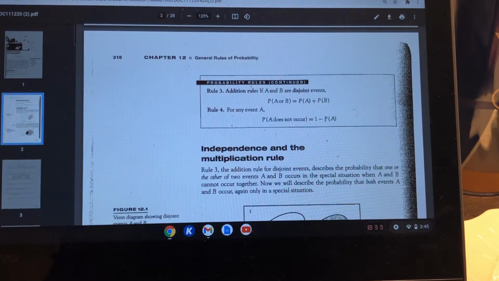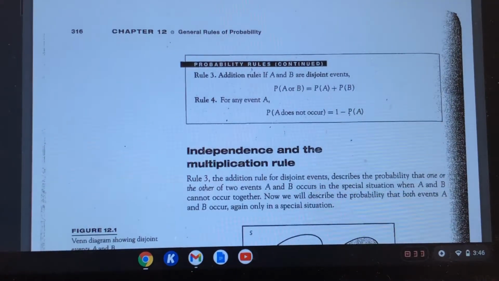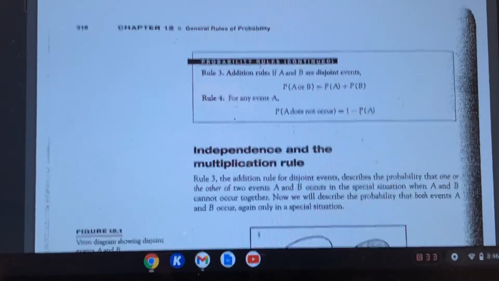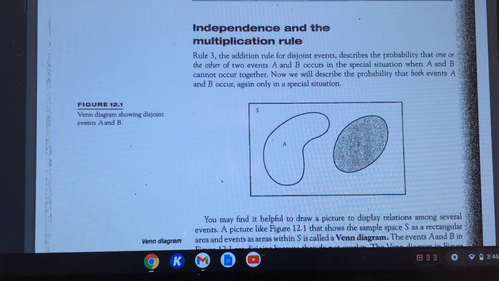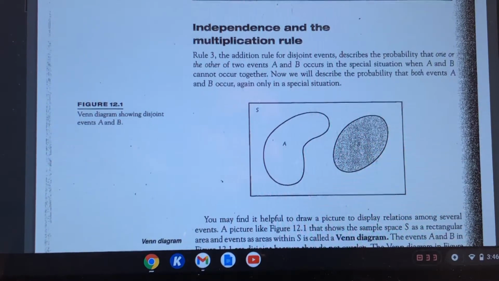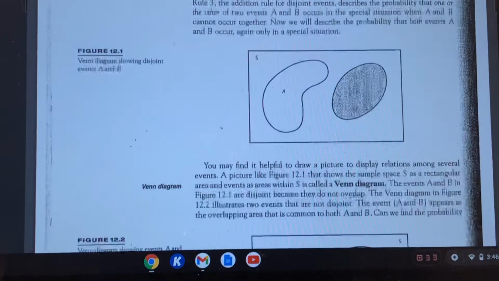All right, so we also know this. If A and B are disjoint, that means they can't happen at the same time. Like winning or losing, you do one or the other, okay? You pick one color or the other. You either flip a heads or a tails. Those are disjoint. So then you have the complement. For any event A, the probability that A does not occur is 1 minus the probability of A. We already know that. That is the complement. All right, we have independence and the multiplication rule. So that's what it means if two things are disjoint, there's no intersection. They both cannot happen. All right.